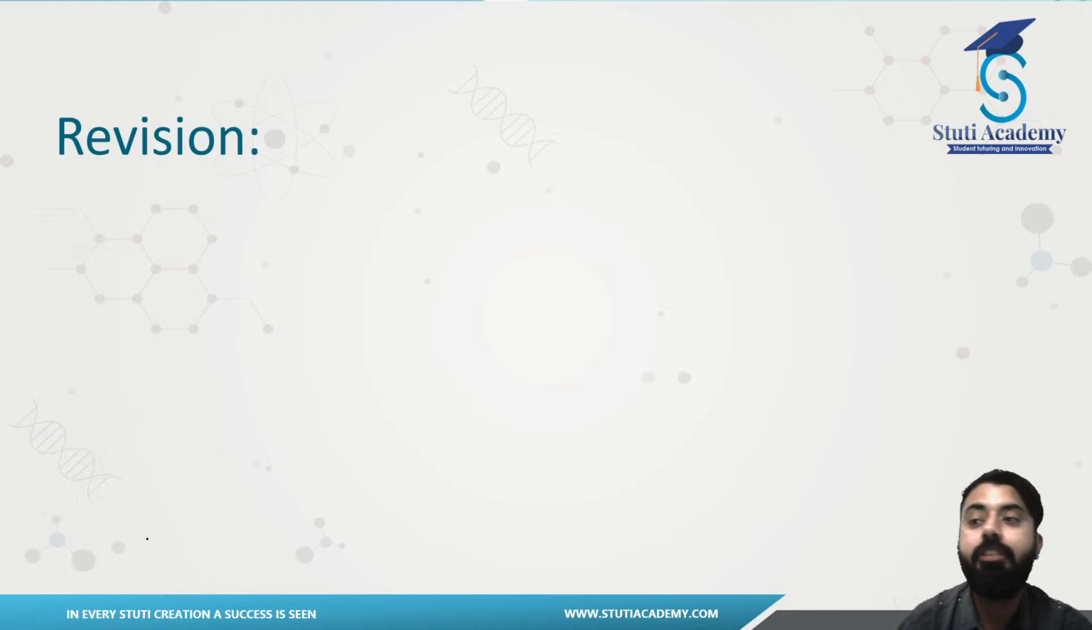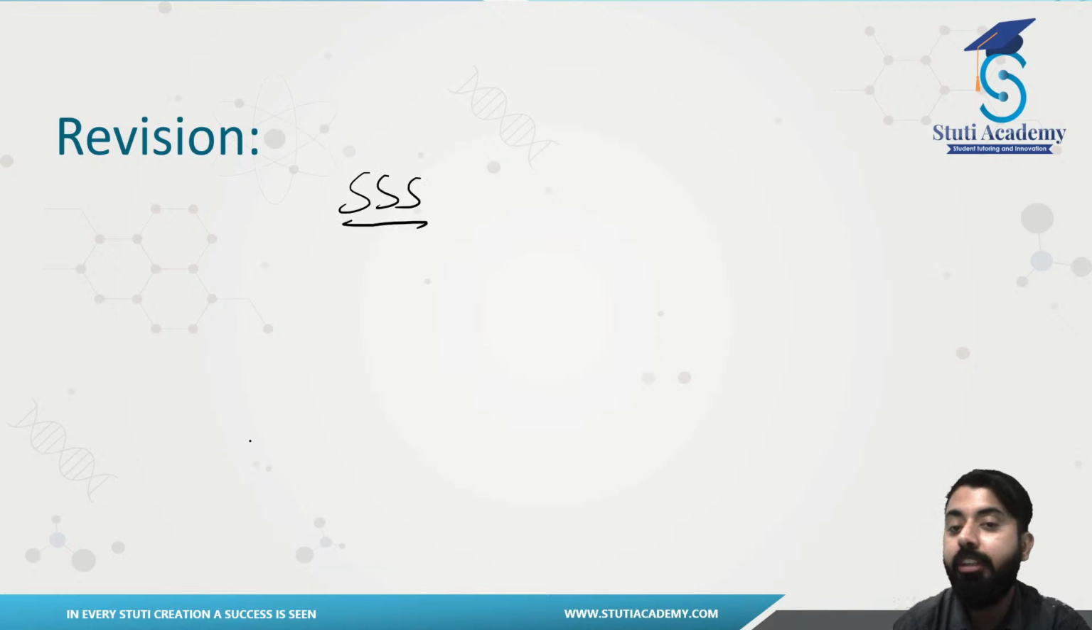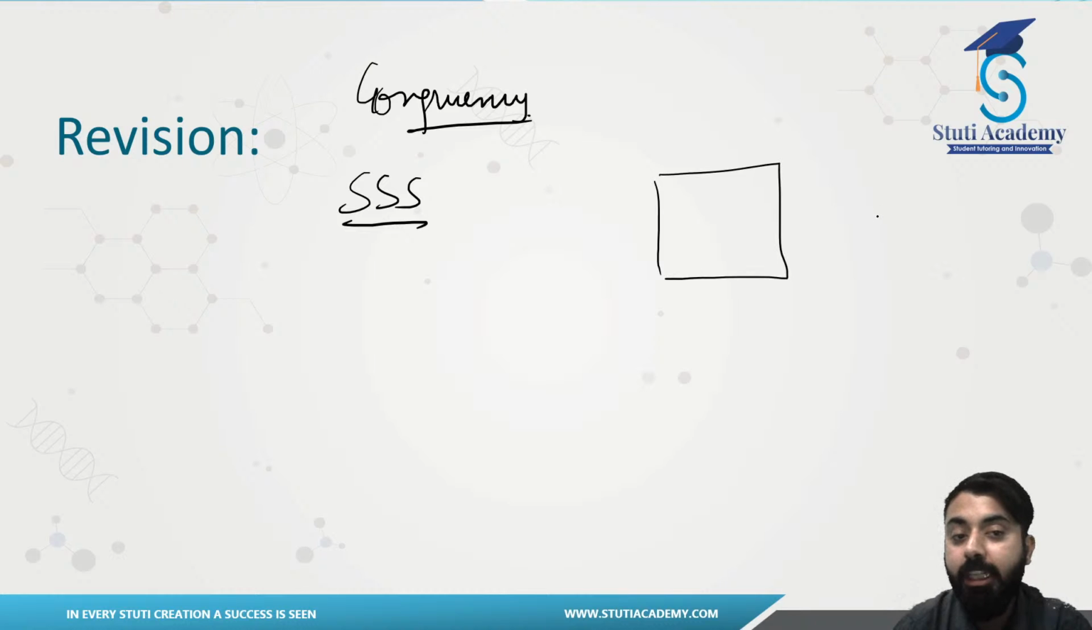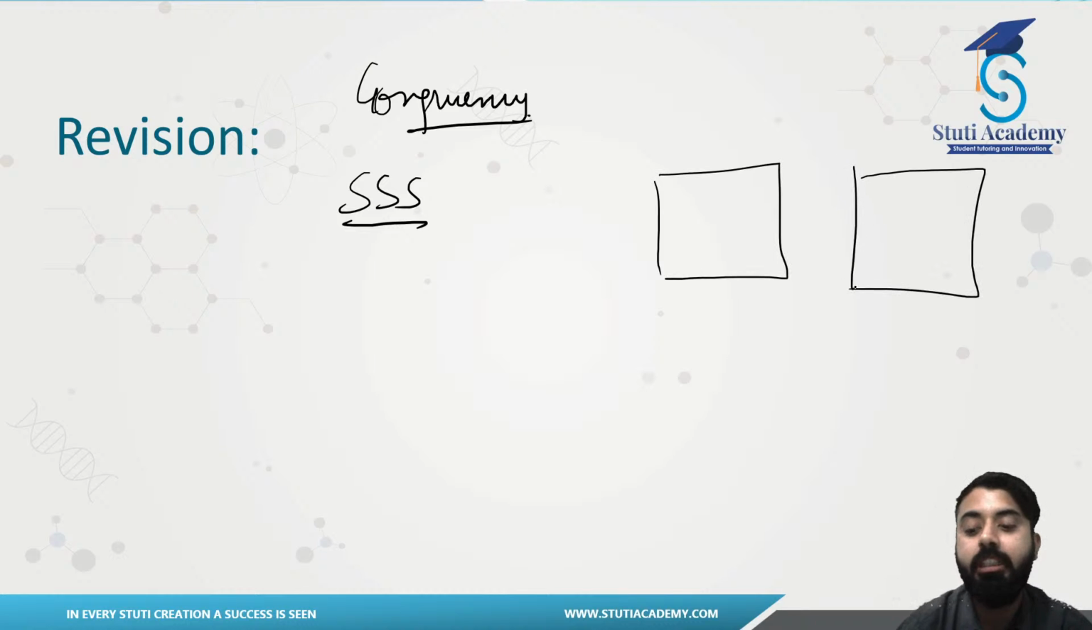Then we had the congruency criteria, right? So what were the congruency criteria? Actually, before that, let's get to the point of congruency. You guys remember, congruency was that property of two figures such that if you place any two figures on one another, you end up getting just the same thing.